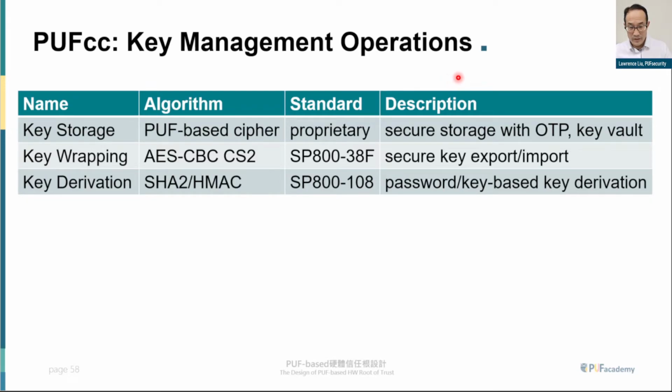Key wrapping operations use one of these three AES-based wrapping methods that was detailed in the key wrapping, the key vault slide previously shown, to securely import or export a key from or to PUFcc from an outside source. Key derivation uses either a key or a password to derive other keys, which is considered cryptographically secure and based on the special publication 800-108.